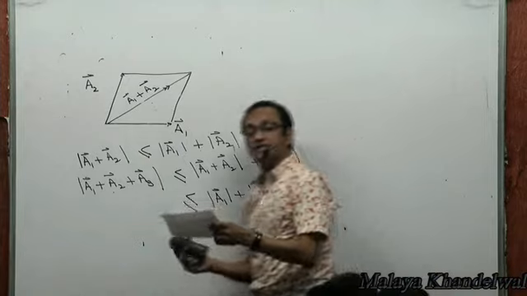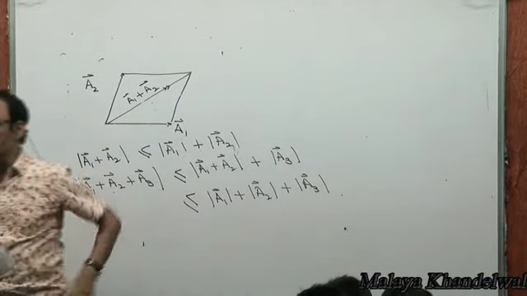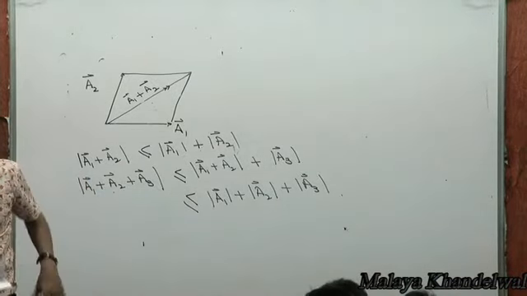So 11 is less than or equal to capital R, which is option B.